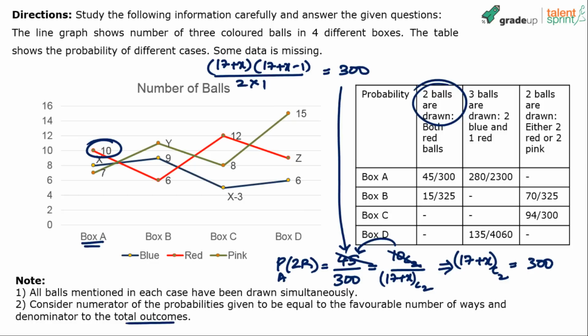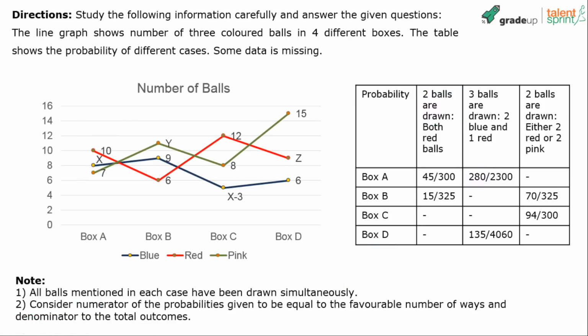Maybe you can try the second case. Here, what is 280? 280 represents the number of ways in which 2 blue and 1 red balls can be selected, so maybe this will give you the answer faster. If you think the first is going to be lengthy, choose the second case. You don't have to follow the same first step always. If the second probability looks like a better way of simplifying it, go for it. The number of ways in which 2 blue and 1 red ball can be selected from box A is 280.